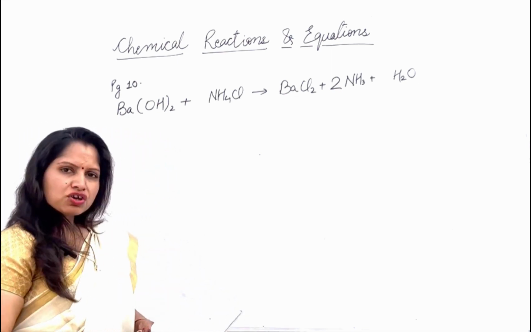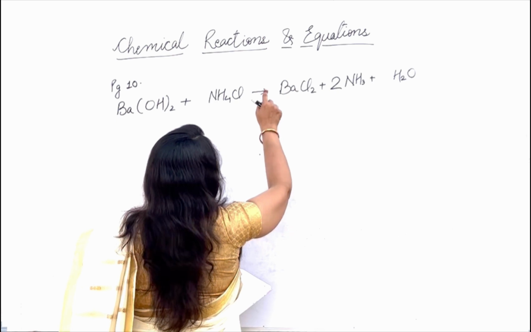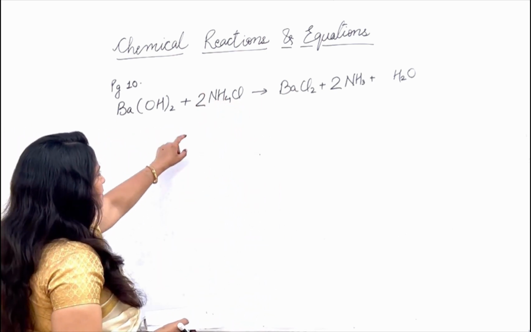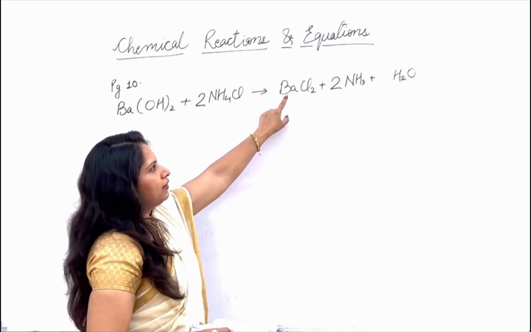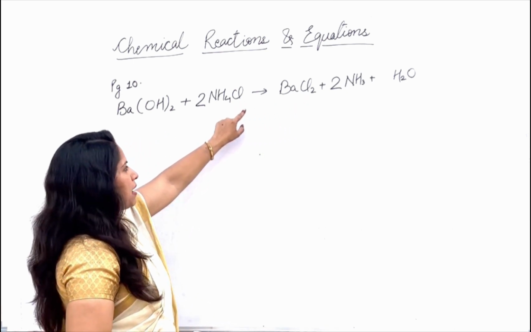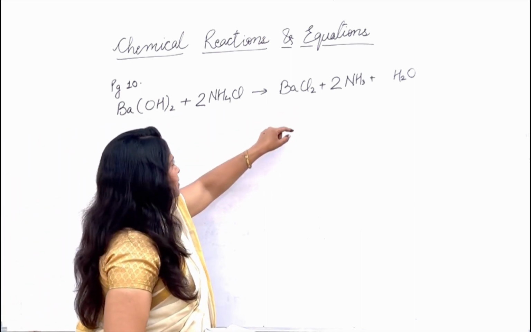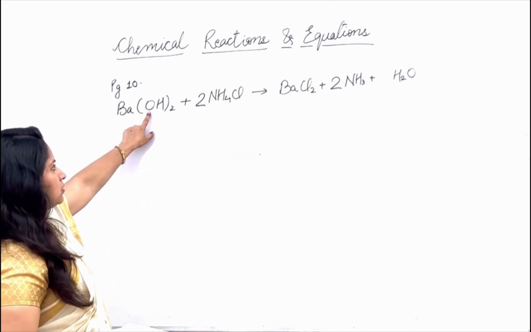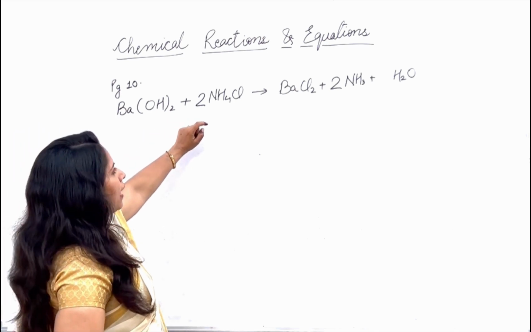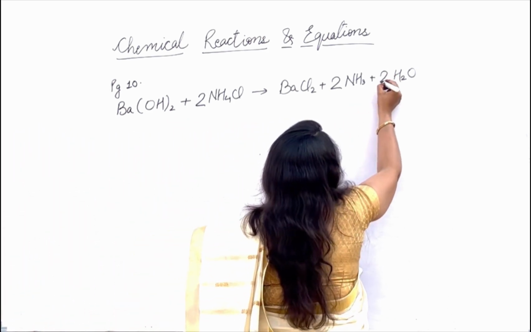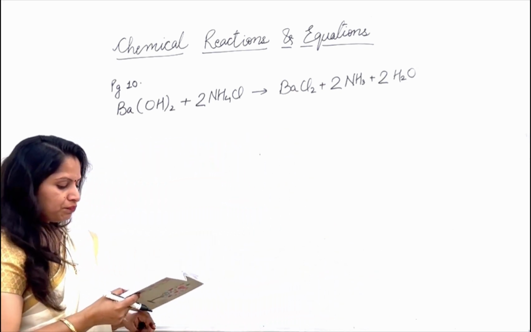But now nitrogen is not balanced. So to balance nitrogen, here also I'll make it 2. Now let's see about other elements. Chlorine, it's 2 this side. On the right hand side also it's 2, so it's balanced already. Barium is also balanced. Consider oxygen. This side it's 2 and this side it's just 1 only. So we have to make it 2 this side as well.